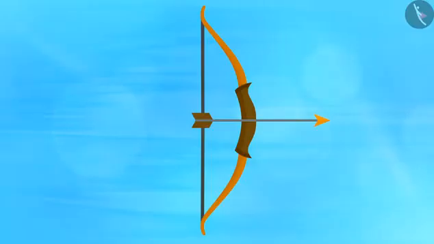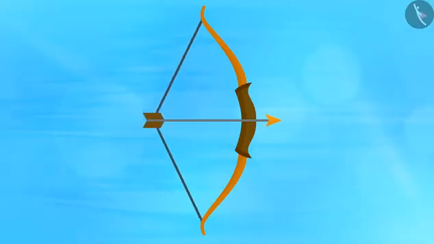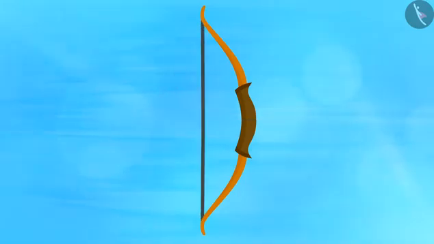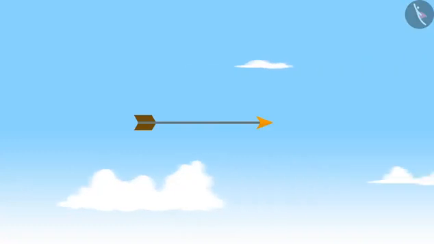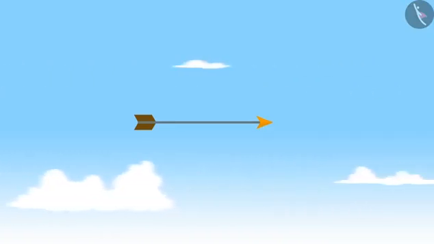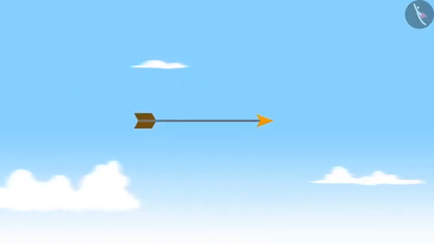Now, take a bow and an arrow. Place the arrow on the bow with one end supported by the string. Now, stretch the string and release the arrow. You will notice that the arrow flies off to a certain distance.